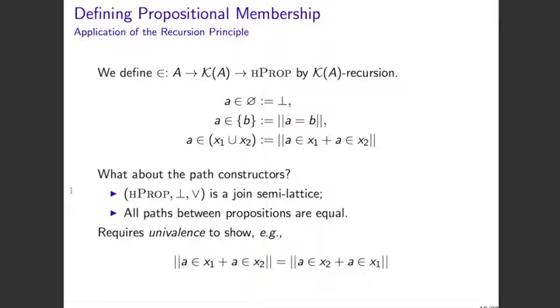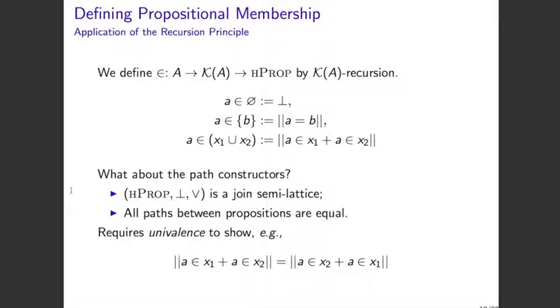So those are the images for the point constructors. But what about the path constructors? Providing the images for the path constructors amounts to showing two facts. First of all, we need to show that hProp with the false proposition and union is a join semi-lattice. And we need to show that all the paths between propositions are equal. The latter statement is just a fact of homotopy type theory. And the former statement is proved by showing some laws. And showing those laws actually requires univalence.